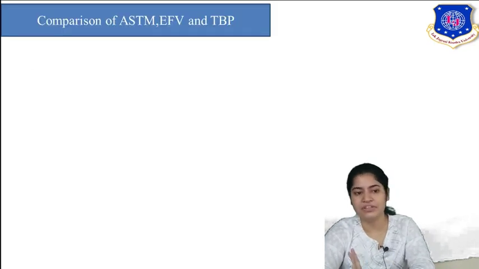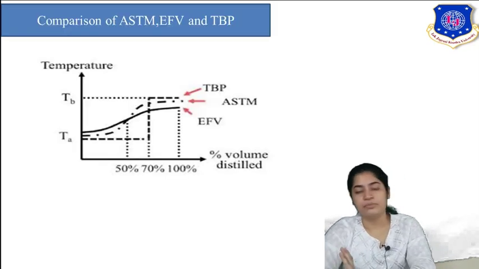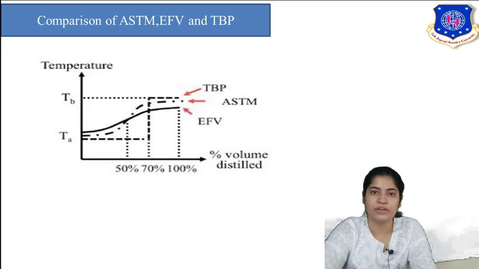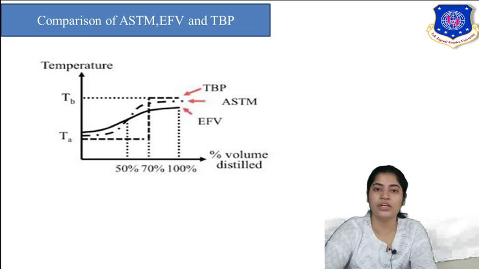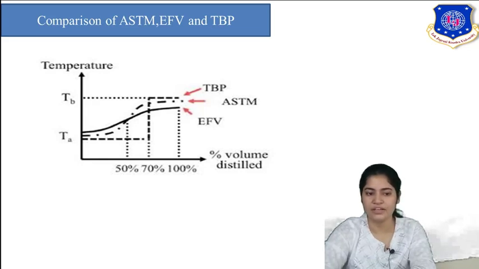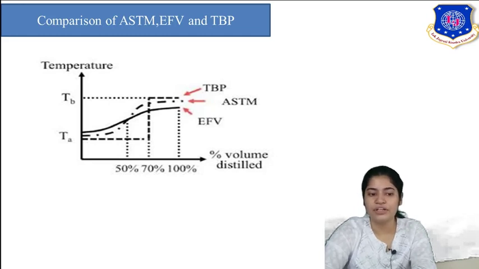Now comparison between these three. The main aim of this analysis was to have a plot of temperature versus volume distilled. So you can see the initial boiling point, TA and TB. TA is your initial boiling point. TB is your final boiling point. You can see that for true boiling point analysis, TA, the initial boiling point, is minimum, whereas TB, the final boiling point, is maximum.